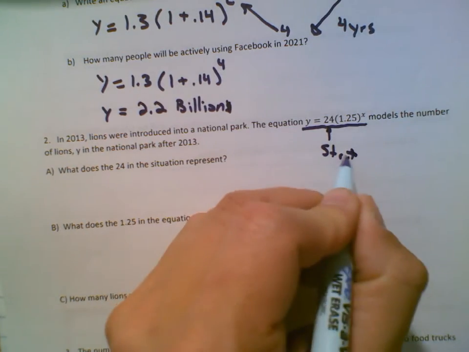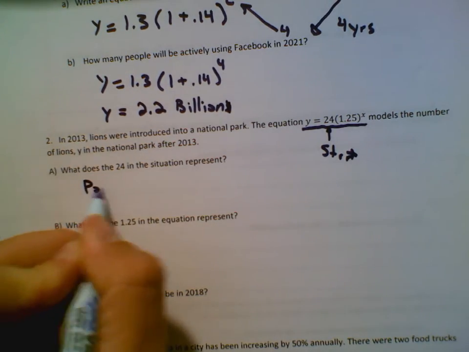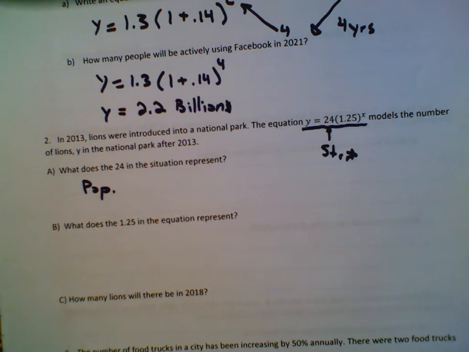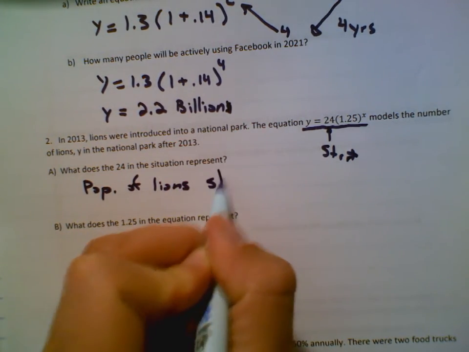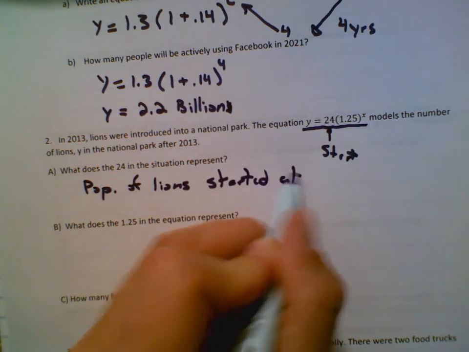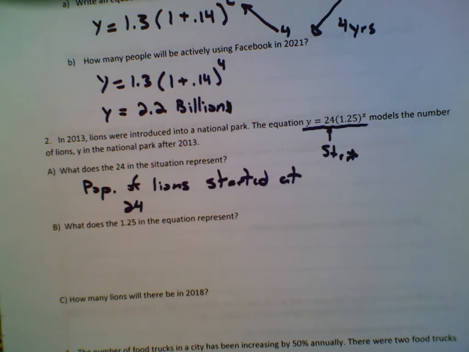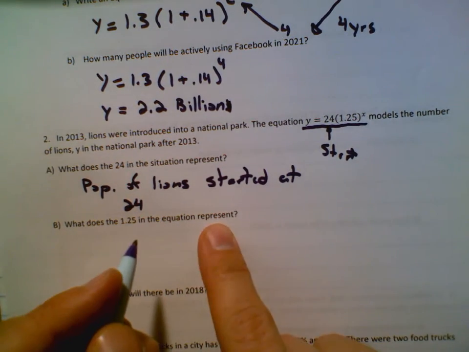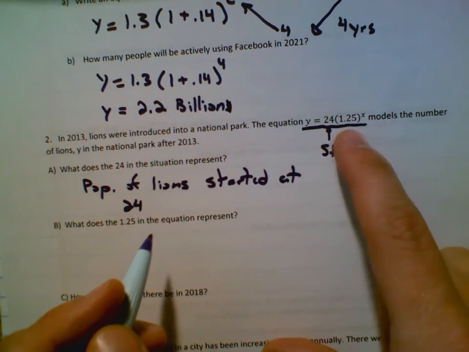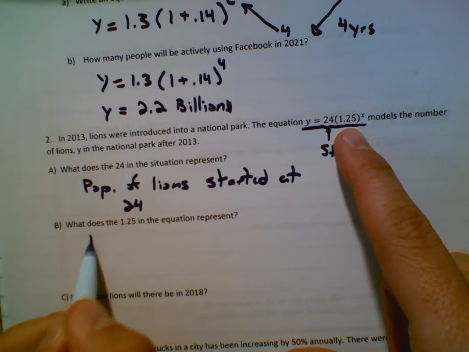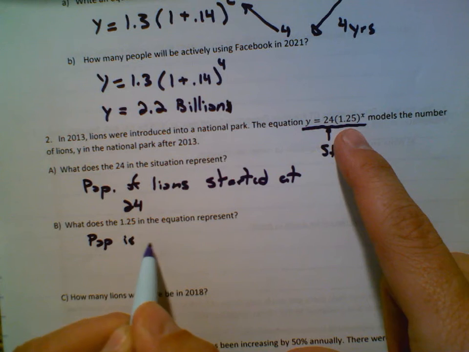So it's really saying the population, I'm going to write POP for short, population of lions started at 24. Then it asks us, what does the 1.25 represent in the equation? Well, the 1.25 tells us how much the population is growing. So in this case, it's greater than 1, so we know that the population is growing.